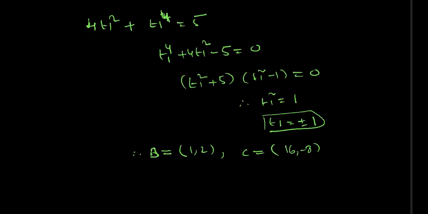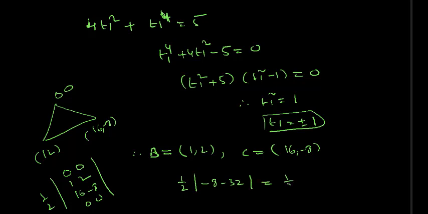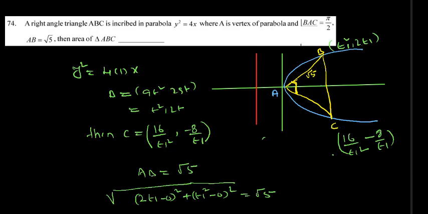Now, already A is (0, 0). Now you can find the area of the triangle by using the area formula. A is (0, 0), B is (1, 2), C is (16, -8). Area is half, mod of the determinant: only -8 into 1, minus 8 minus 32, equals half of mod of -40, that is equal to 20 square units. Therefore, the area of the required triangle is 20 square units. So 20 is the answer to the problem.